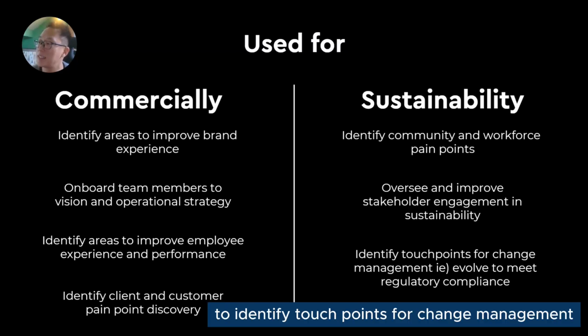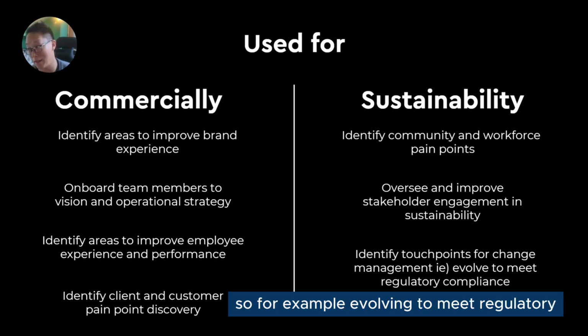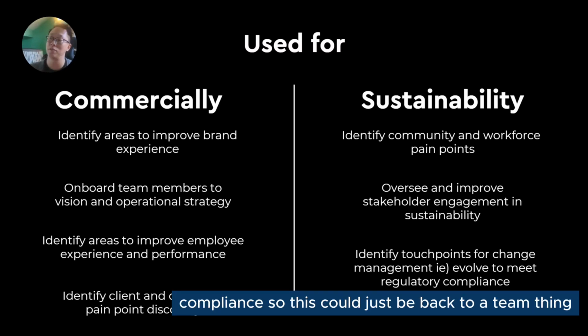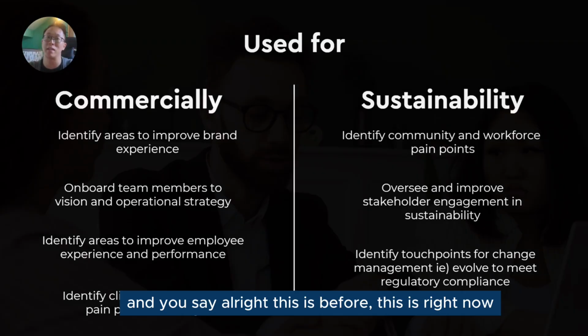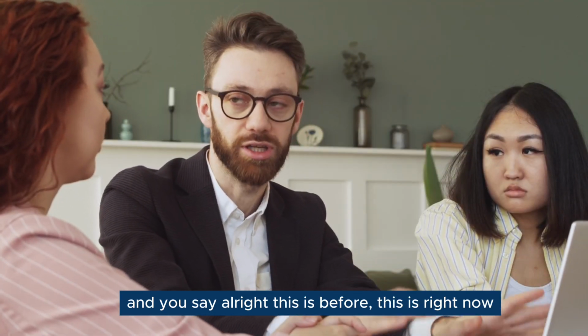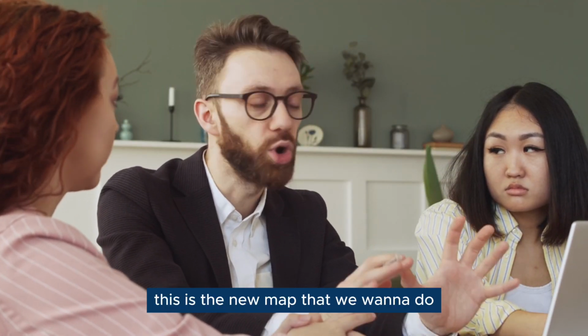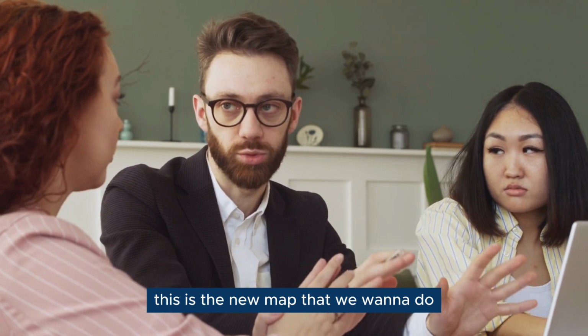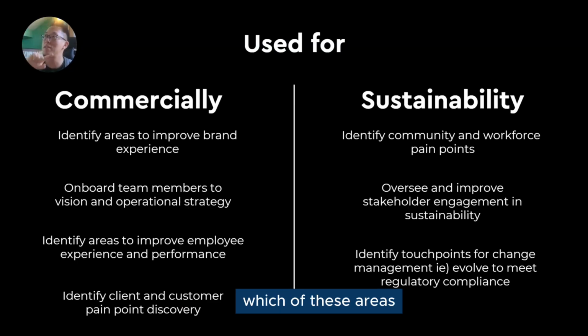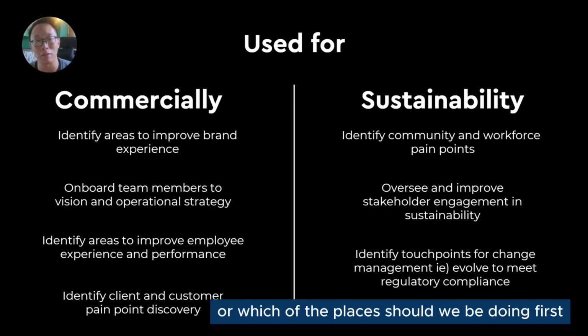And lastly, to identify touch points for change management. So for example, evolving to meet regulatory compliance. So this could just be back to a team thing, and you say, all right, this is before, this is right now. And later, this is the new map they want to do. This is where we currently are. Which of these areas or which of the places should we be doing first?